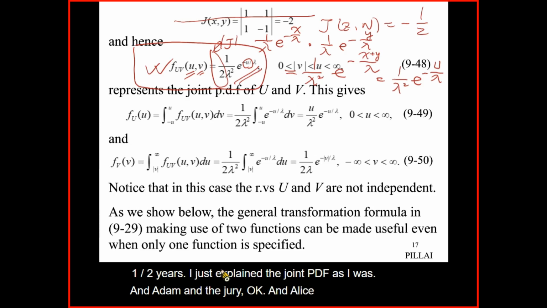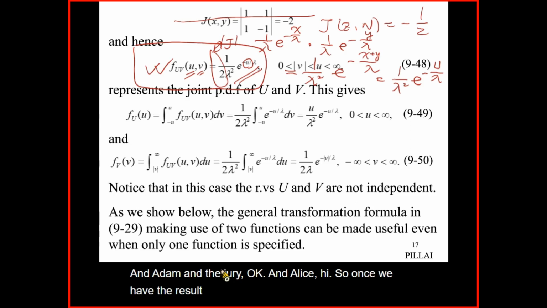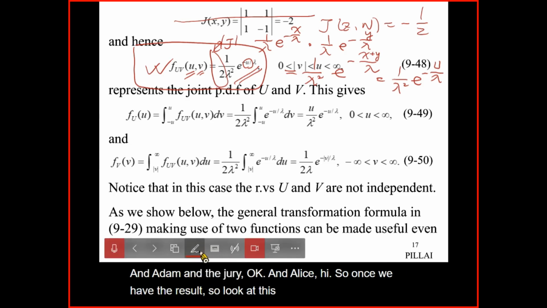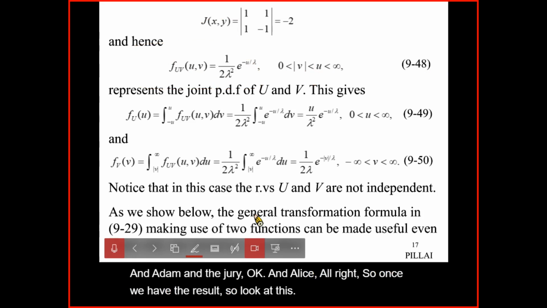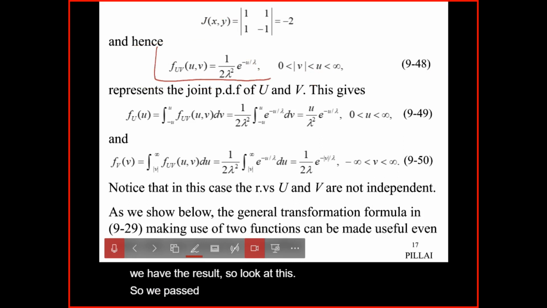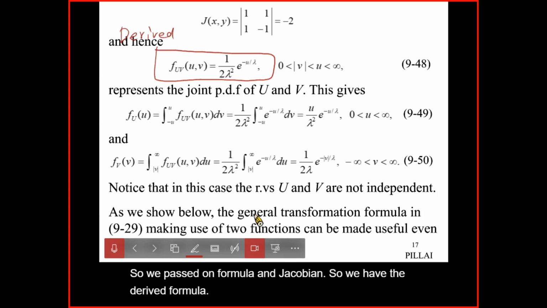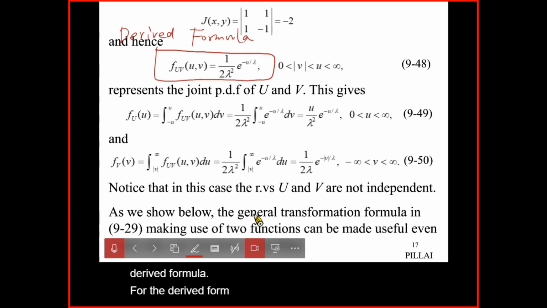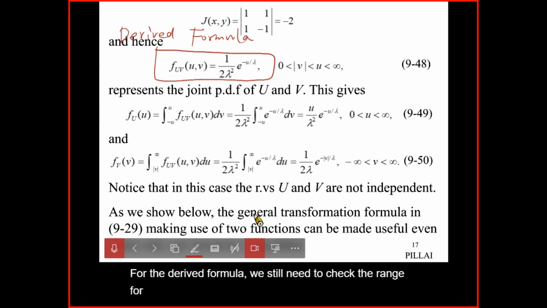Fine. So once we have the result, look at this. We pass on the formula and Jacobian, so we have the derived formula. For the derived formula, we still need to check the range for variable x and variable u and v.